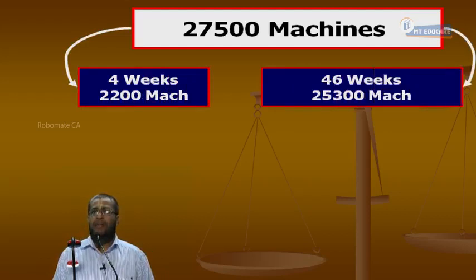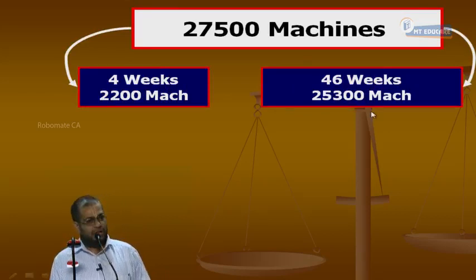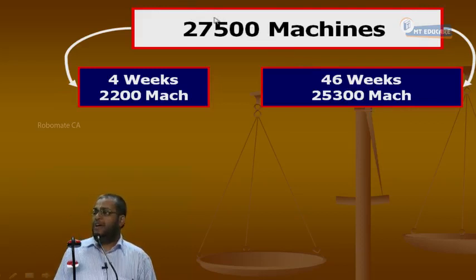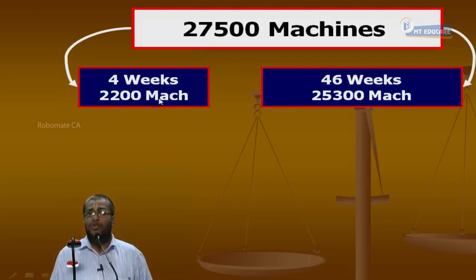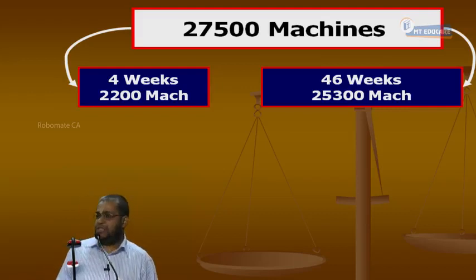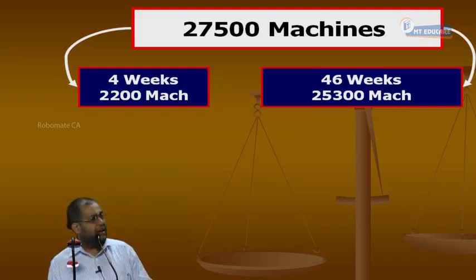2,200 machines and the balance 46 weeks is 25,300 machines. Everybody understood or not? No. So, due to the strike, I will not be able to produce and sell 27,500. I will be able to produce only 25,300 machines. Now, how many machines have been lost due to strike? 2,200. We cannot say so, because the company predicts that anyhow, even without strike, this year they are going to lose 650 machines to competitors. And the balance only will be lost due to the strike.